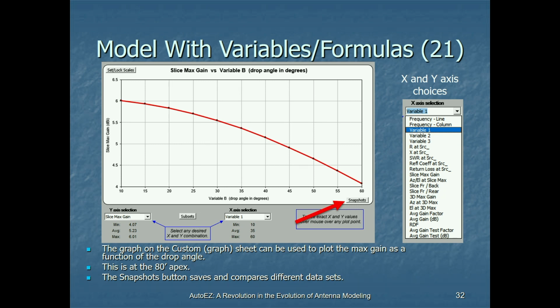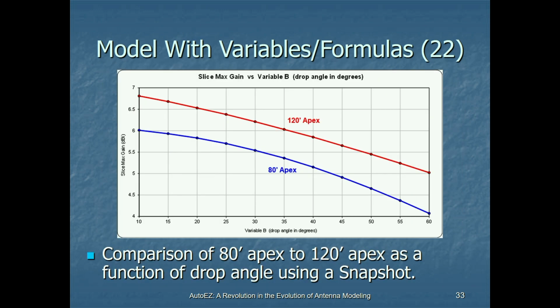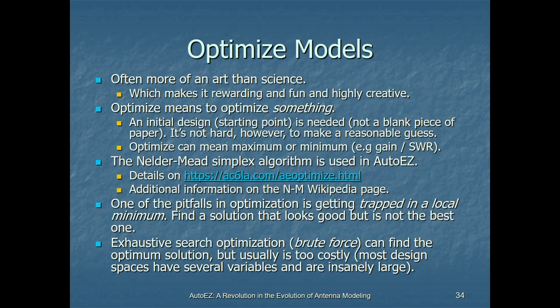And there's a snapshot button there that lets you save one graph, run AutoEZ again, and compare it against it. So again, this is stuff that we could always do if we want to just write down numbers, put them in Excel ourselves, and take the time. This graph compares a 120-foot apex to an 80-foot apex V using that snapshot feature.